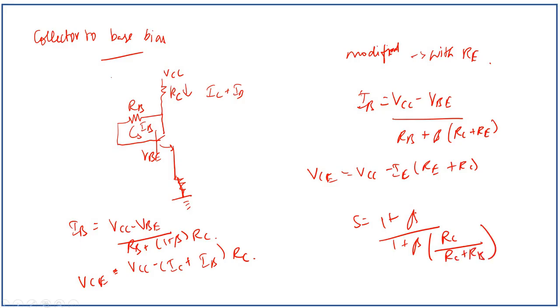So these are the types of biasing and how transistor is used as amplifier and switch.